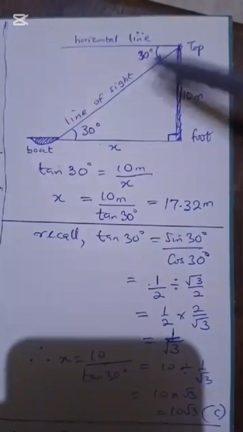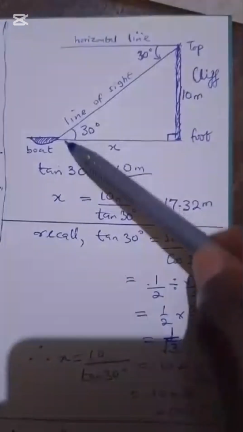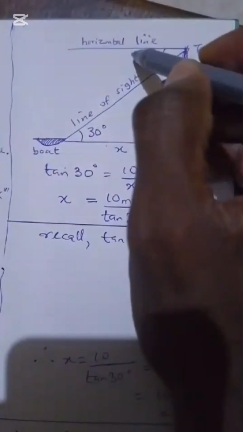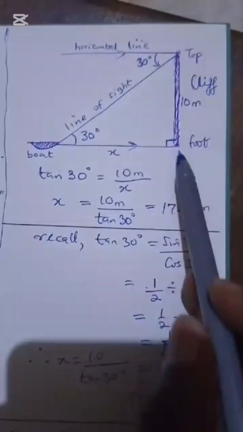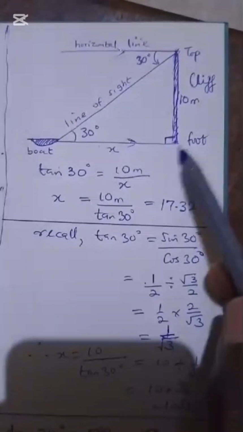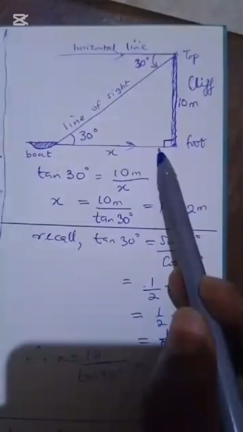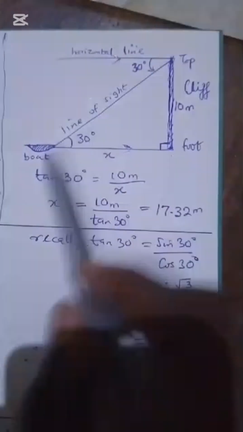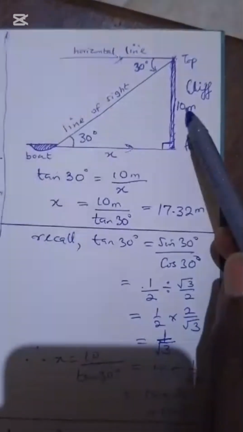The angle of depression is 30 degrees, and it forms an alternate angle, what we call a Z angle, down here. So it is 30 degrees here, because we assume the horizontal line here is parallel to this line, which is the distance from the foot of the cliff. So the distance from the foot of the cliff to the boat is x. That's what the question says to find. It forms a right angle triangle with 30 degrees, and what connects the adjacent and the opposite is tan.